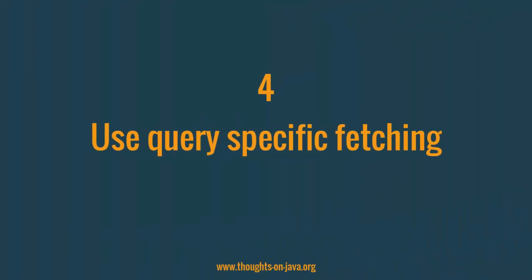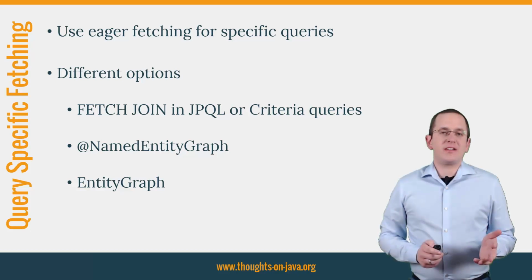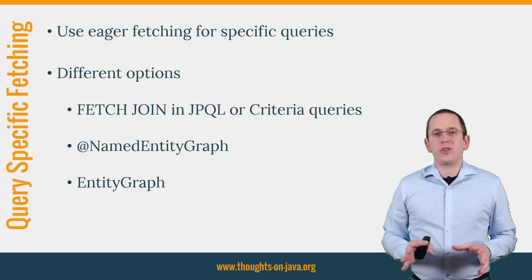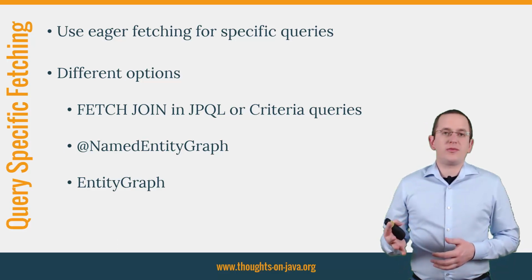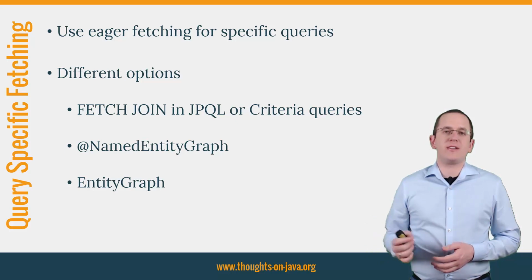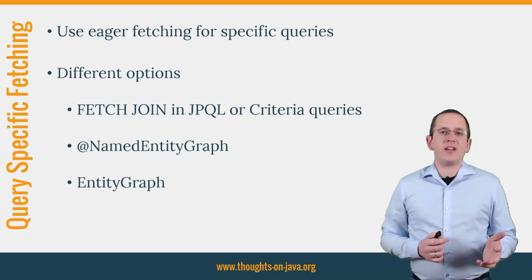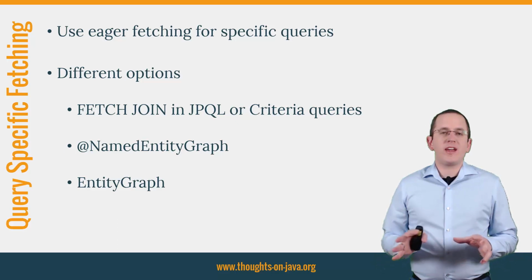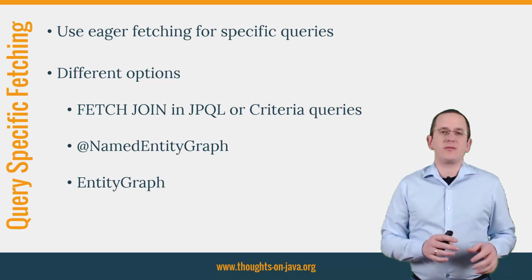Tip number 4. Use query-specific fetching. As I explained in tip 3, you are not able to define the optimal fetch type for all queries in the entity mapping. The good thing is that you don't need to do that. You only need to specify the optimal default behavior, which in most cases is FetchType lazy. You can then define eager fetching for the queries for which you need it. That allows you to prevent lazy initialization exceptions and to avoid n+1 select issues.